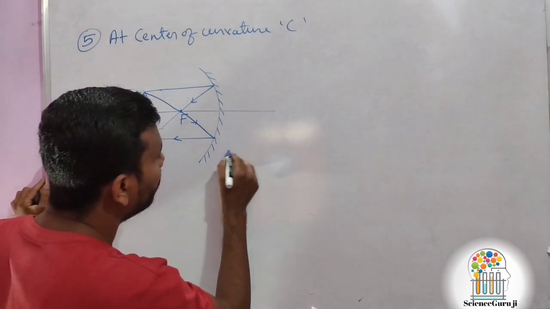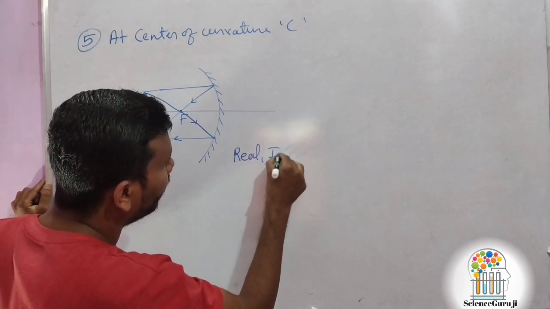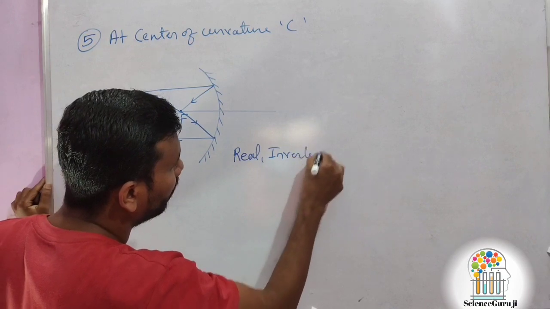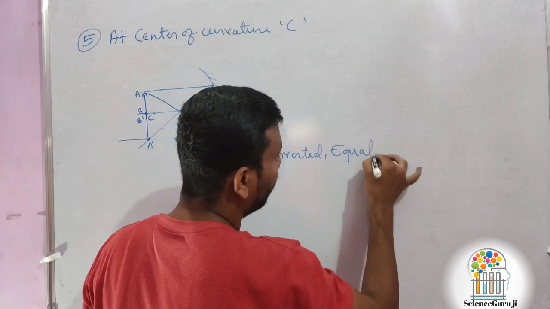So the image forming here is real, inverted, and equal in size to the object.